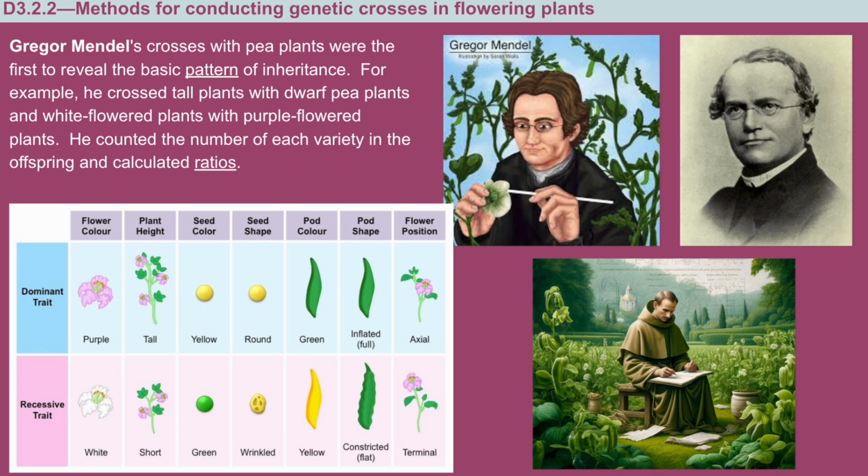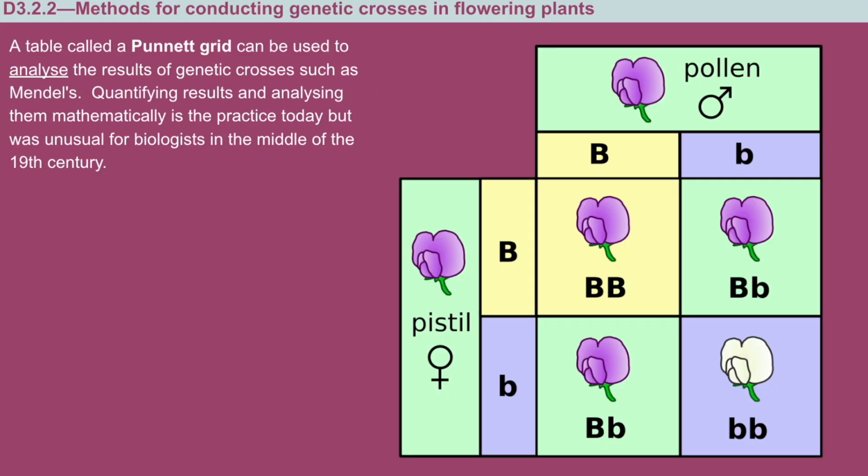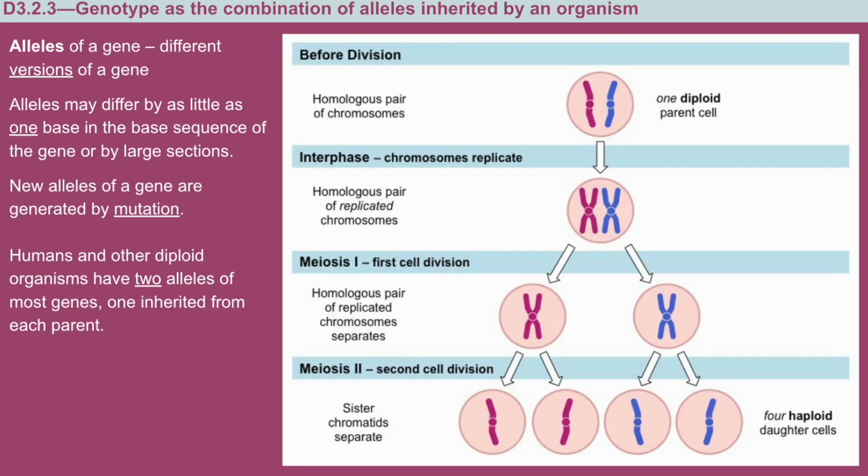Now, the father of inheritance and genetics is Gregor Mendel. Okay, he studied pea plants and he looked at 7 different traits, and he grew thousands of these plants and calculated ratios and made a lot of discoveries of some basic principles of inheritance. So we can use a Punnett grid to analyze the results of genetic crosses. Okay, and we'll talk about what each of these different uppercase versus lowercase letters mean, what it means for the genotype versus the phenotype. Okay, but first we need to understand that there are different alleles of a gene.